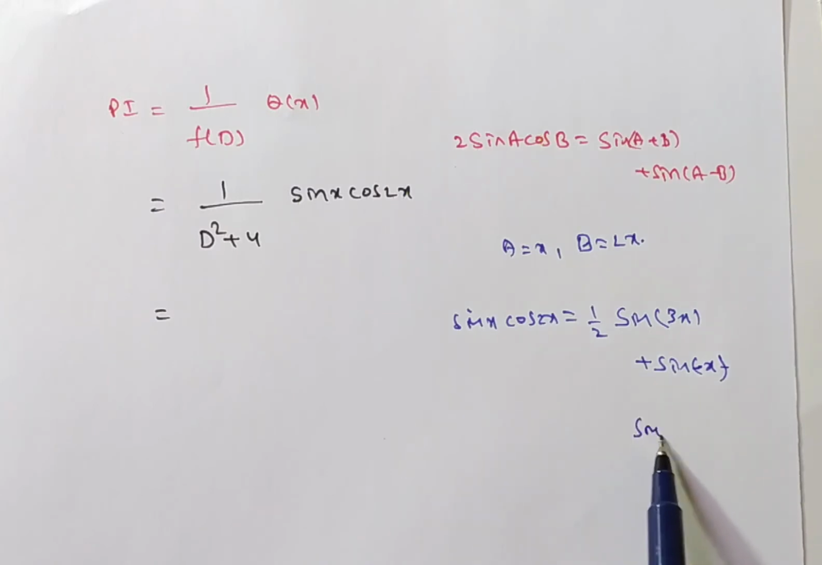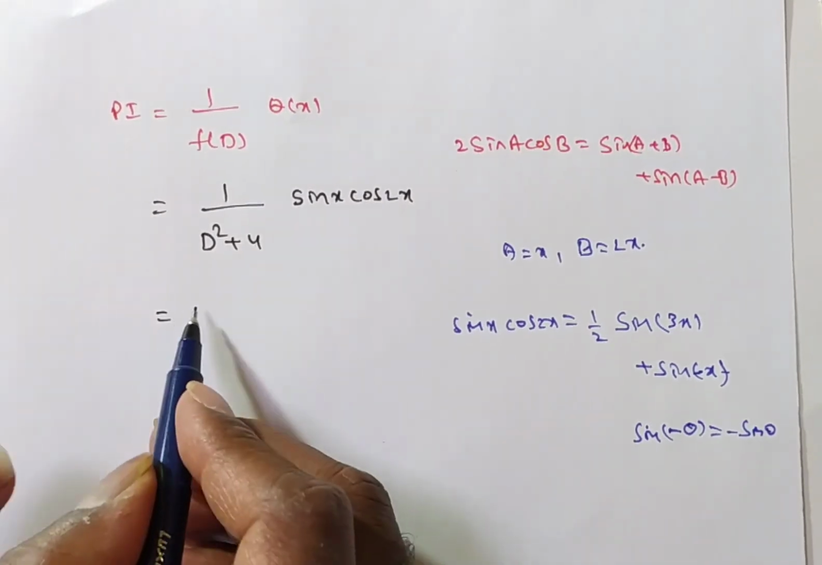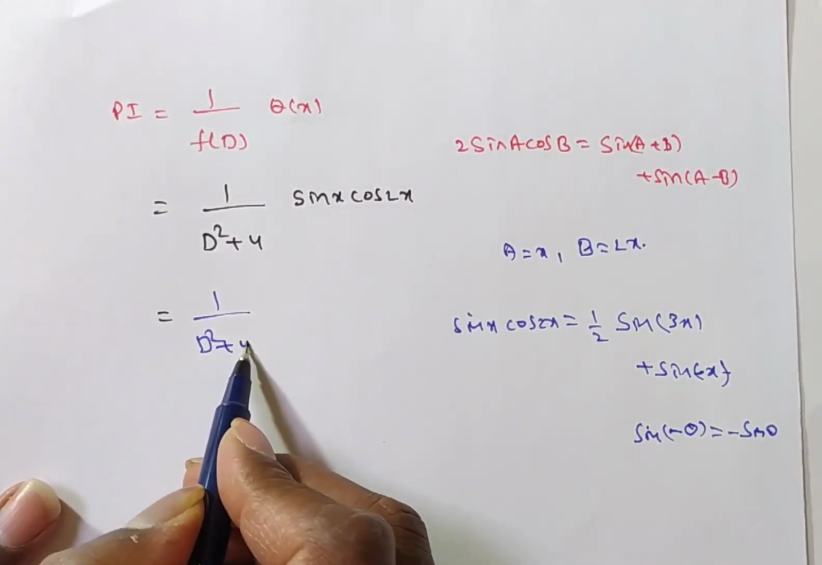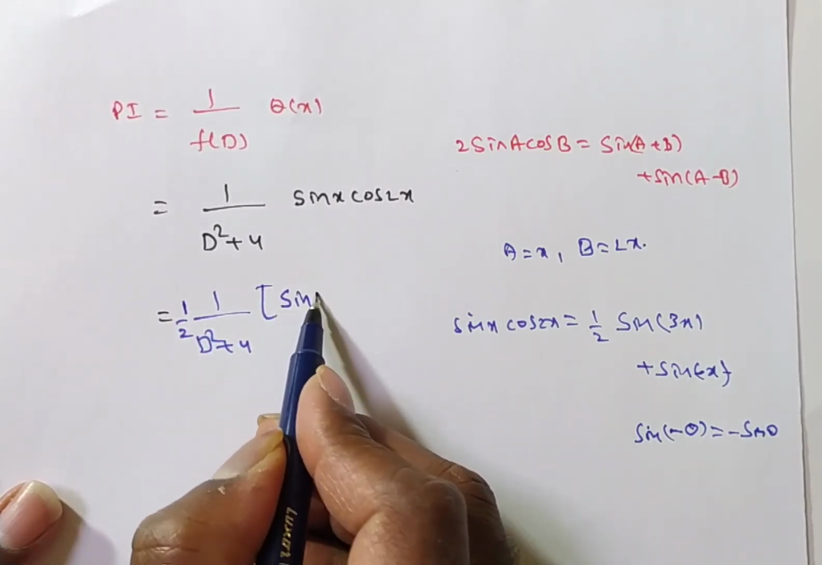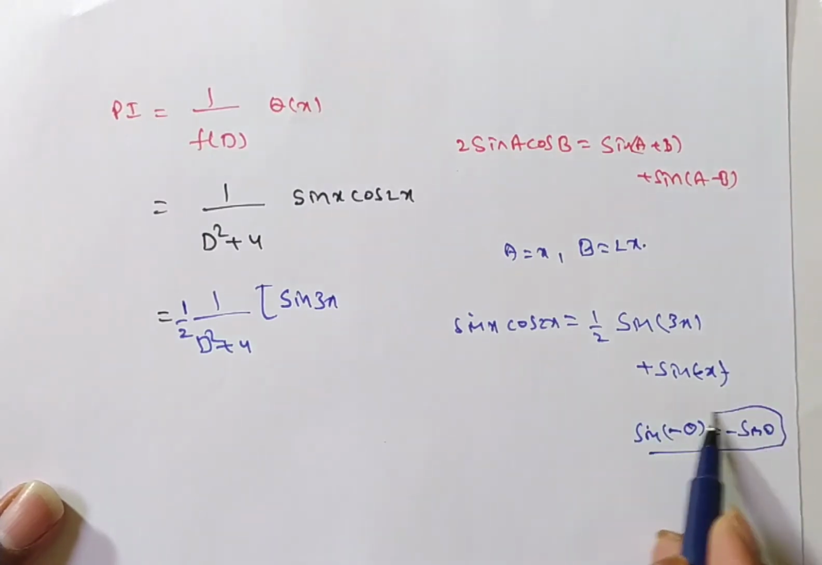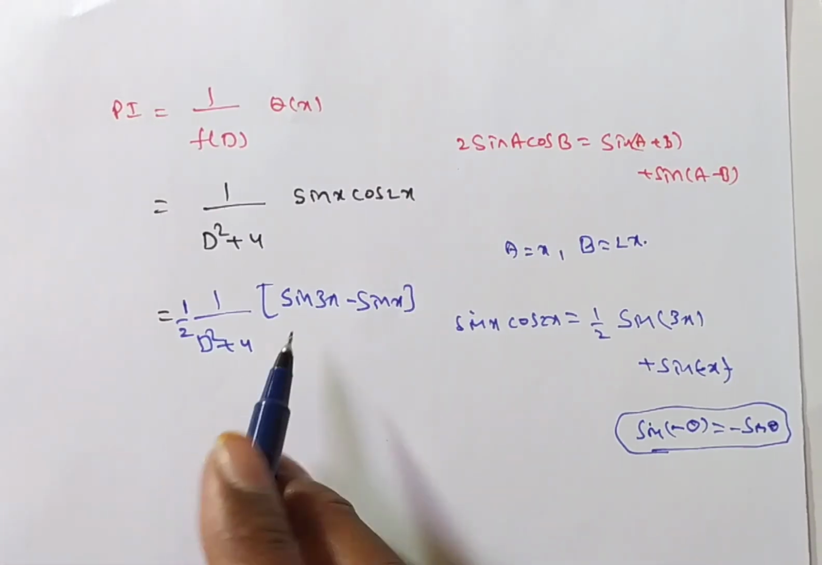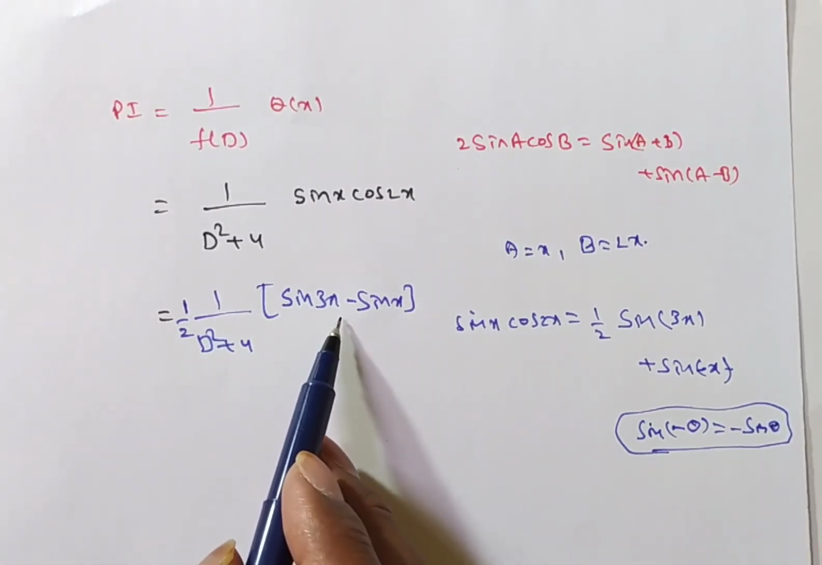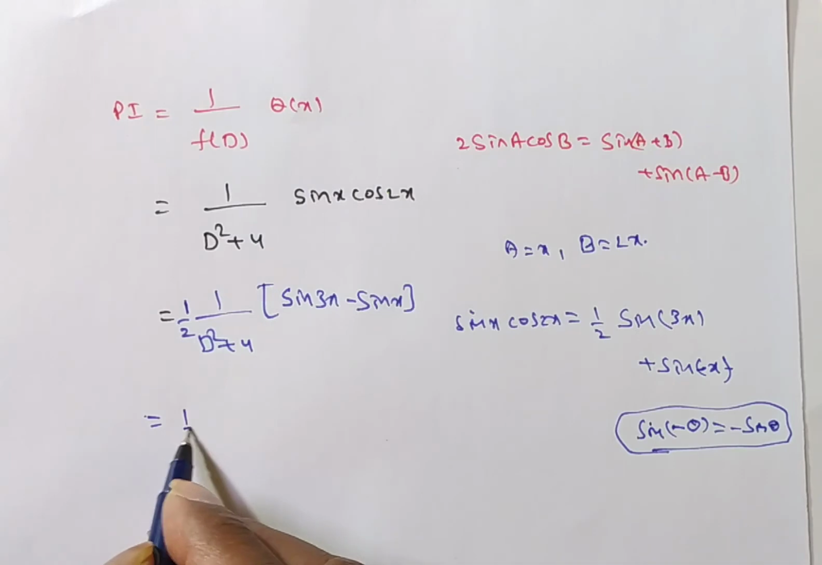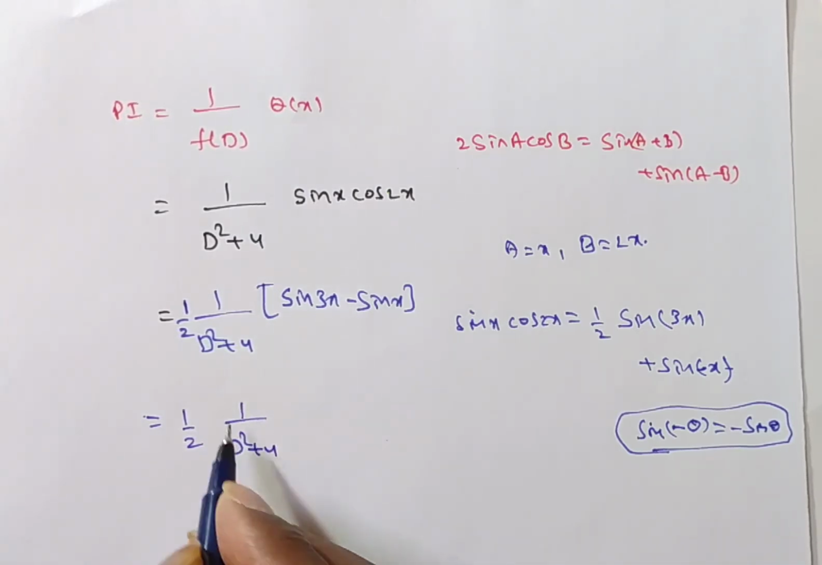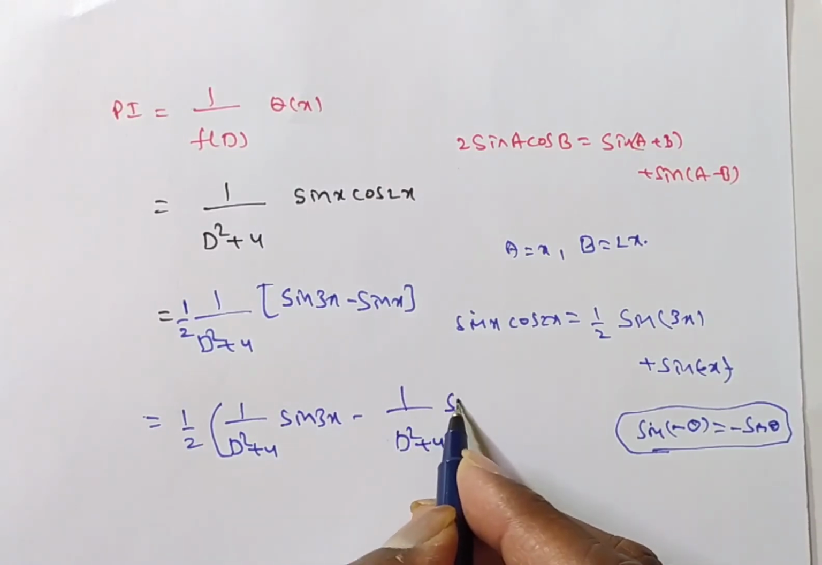So sin of minus theta, what do we have? Minus sin theta. So I am writing directly 1 by D square plus 4 into, 1 by 2 I am writing outside, sin 3x. Sin of minus theta, what can I write? Minus sin theta. Is it or not? So minus sin x. Now you observe, here you have a sum of two terms. Of course negative is there. In this case you can separate the two integrals. That is 1 by 2 times of 1 by D square plus 4 times of sin 3x minus 1 by D square plus 4 times of sin x.